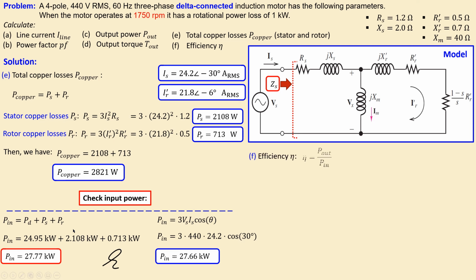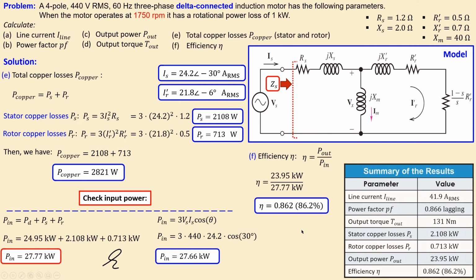Now finally the efficiency. The efficiency is always defined by the output power divided by the input power. So we have the output power, this one, 23.95 kilowatts, and we have the input power, now here 27.77 kilowatts. So this is already calculated in the previous discussion. Now if we work it out, you will get 0.862 or 86.2%. That's what you have for the efficiency.